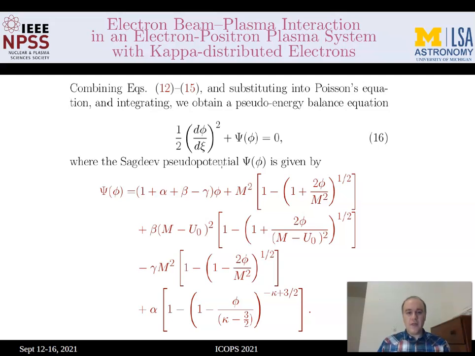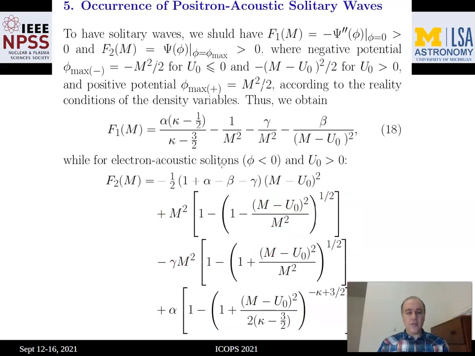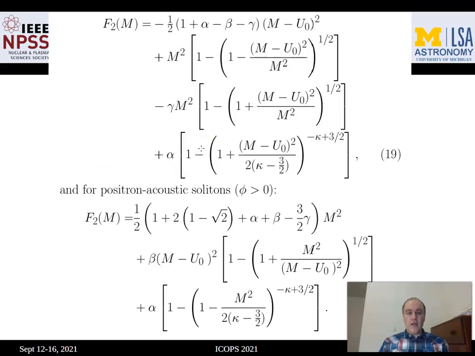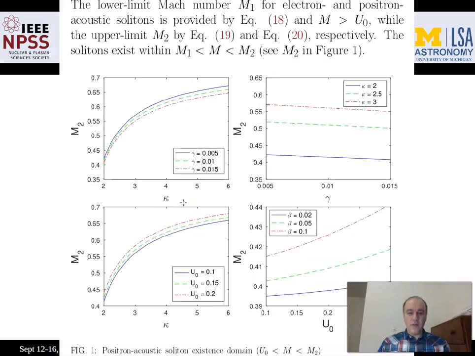in which we have the definition of the stacked pseudo-potentials, given by this equation. This equation allows us to see the occurrence and existence domains of positron acoustic solitary waves as well as electron acoustic solitary waves. Here F1 and F2 allow us to see the lower and upper limits for negative potential, which is for electron acoustic solitary waves. Again, we also have solutions for positron acoustic solitary waves.